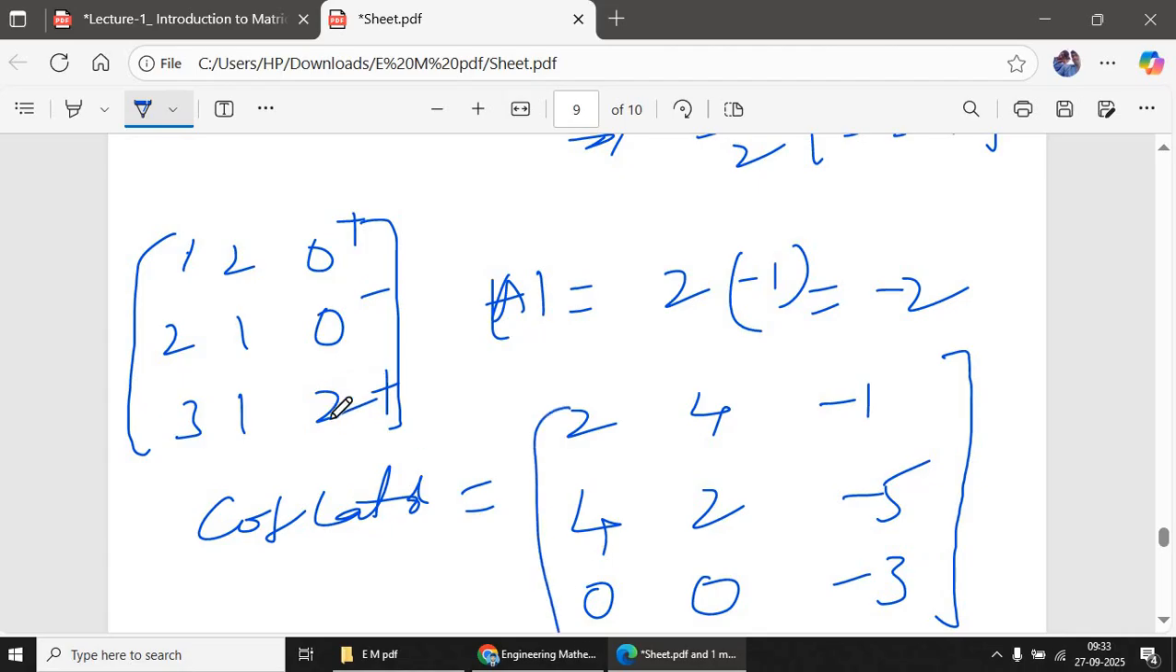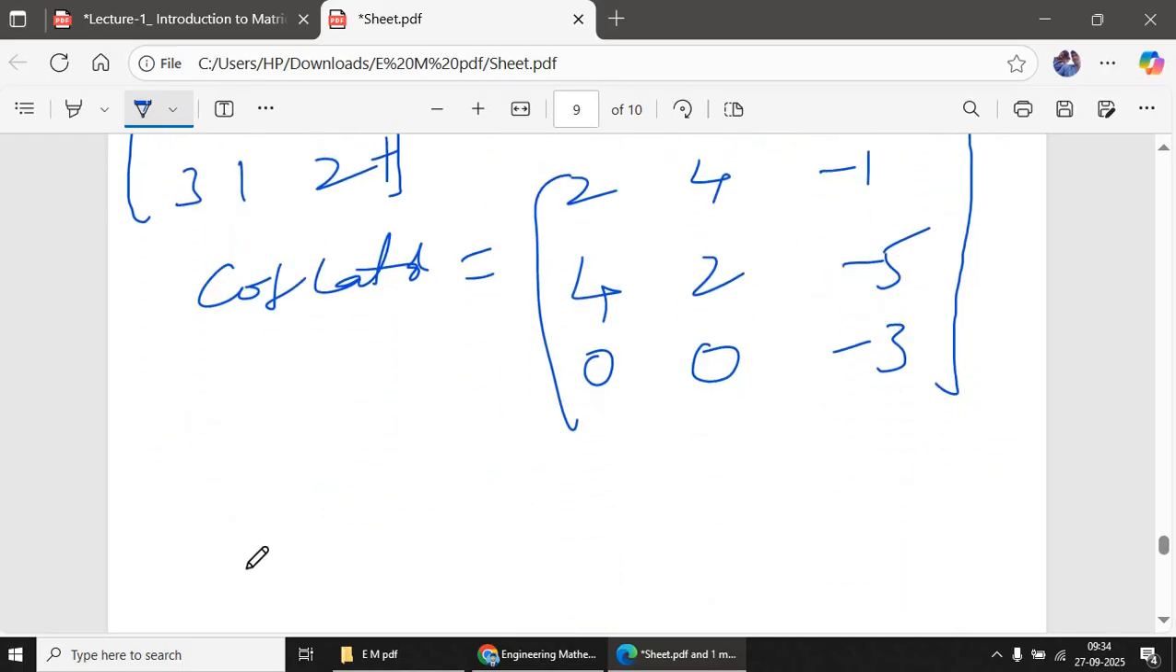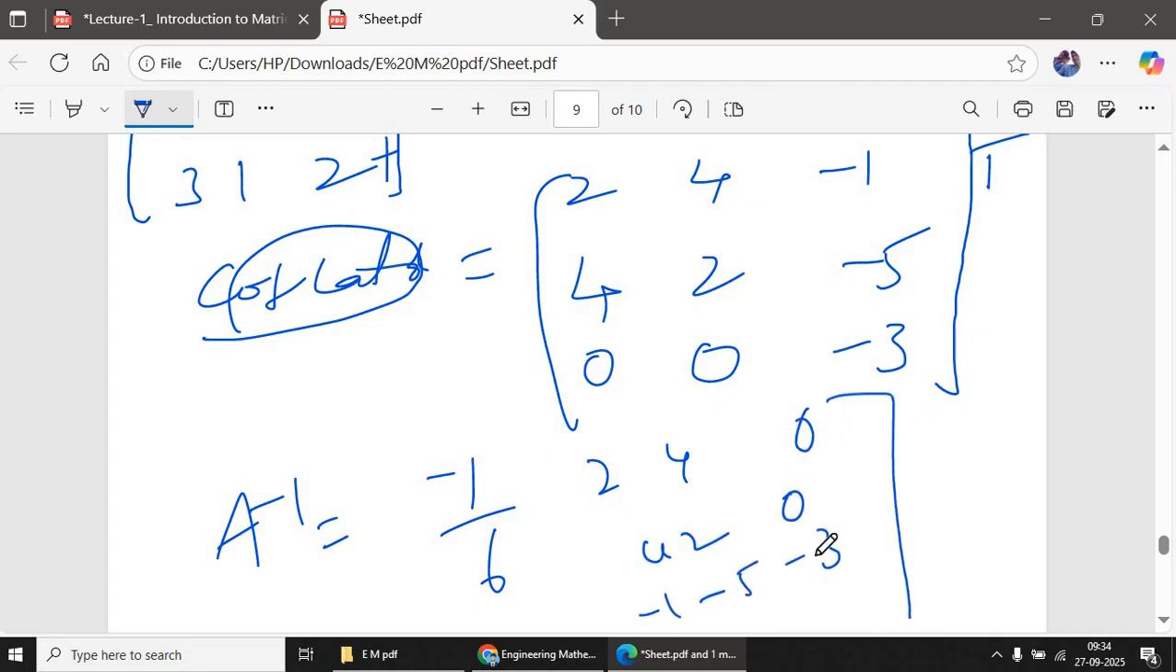Sorry, here if you observe the data, 2 into 1 minus 4 minus 3 will be minus 6. Okay, calculations you need to do carefully. And again, coming to the inverse, minus 1 by 6 times the cofactor's transpose of this thing. It will come here: 2 4 0, 4 2 0, minus 1 minus 5 minus 3. It is nothing but the inverse of your matrix.